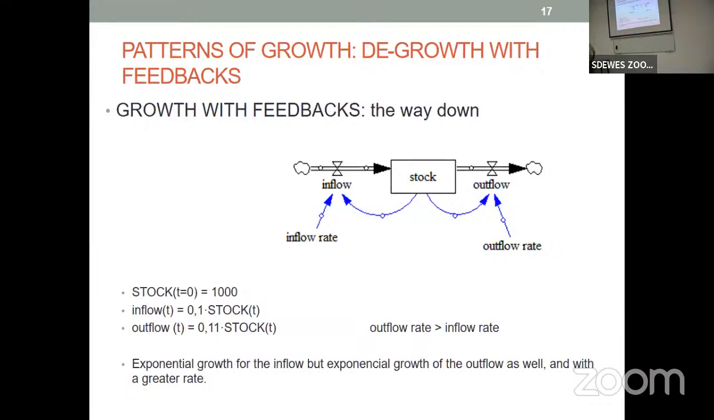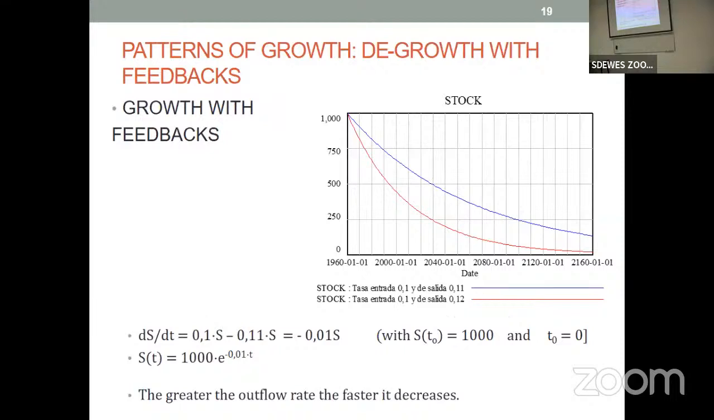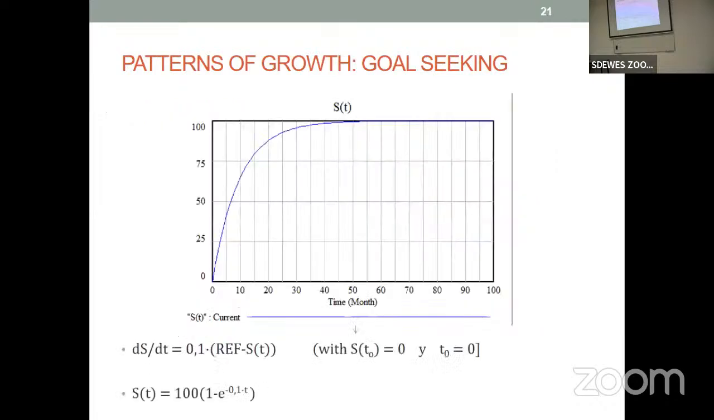But look at the numbers. The numbers are not so different. Inflow will be just 0.1 parameter, and outflow will be 0.11. So just 10% of difference between inflow and outflow. It's not such a big difference. However, when we simulate, the units are not very good here, but the behavior is also exponential. So we decrease quickly.